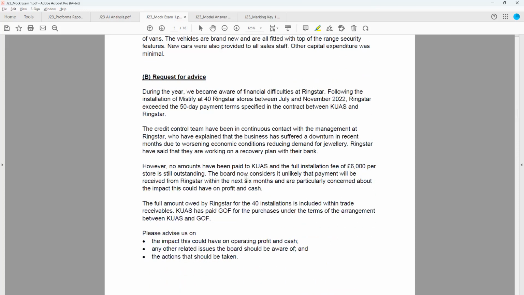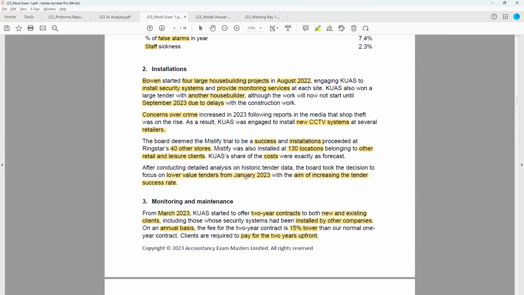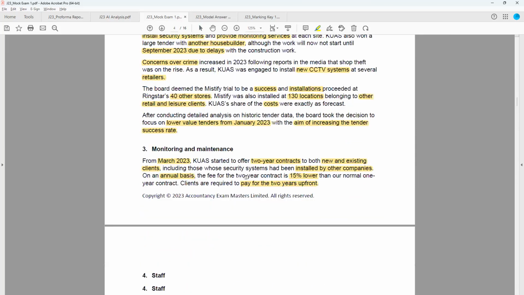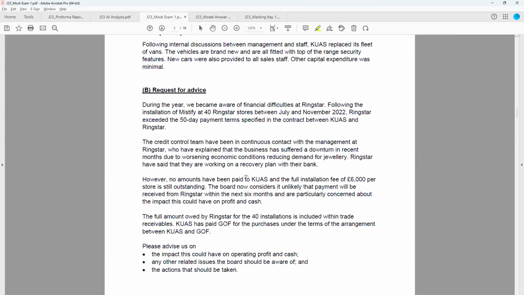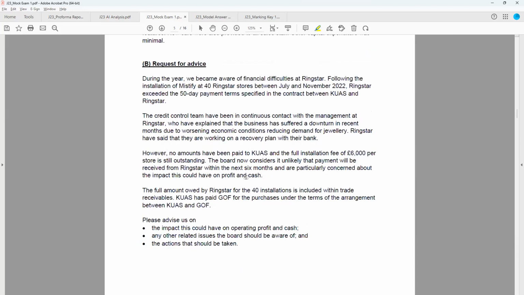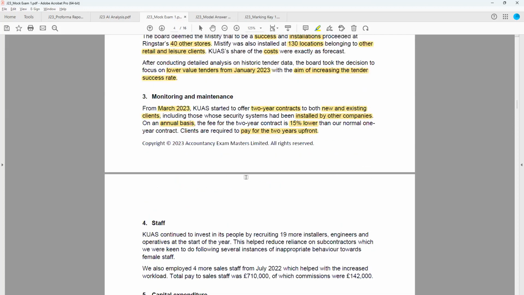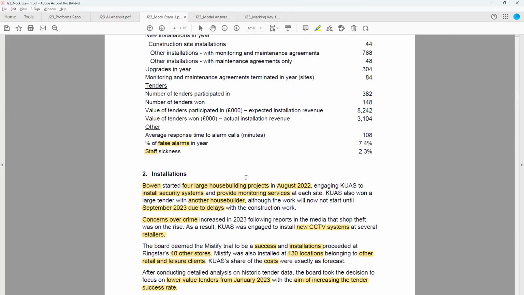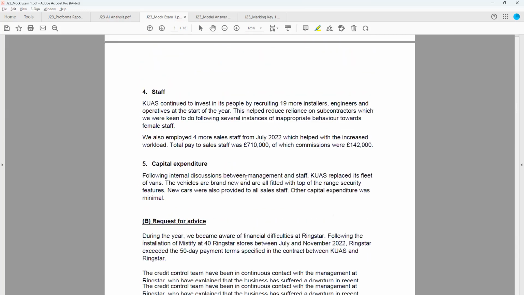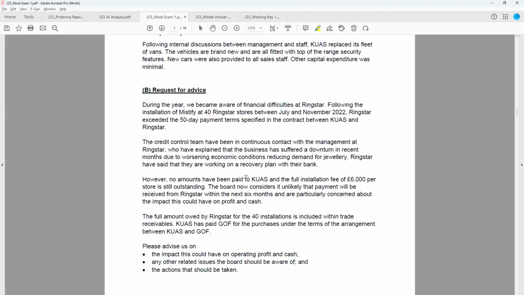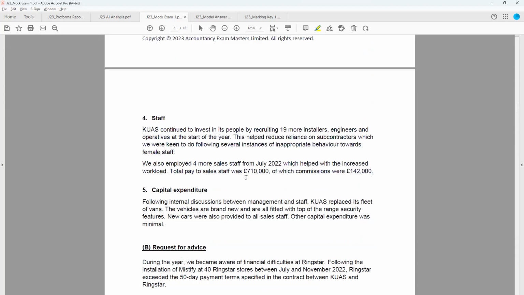And then we've got the request for advice. So in every previous case study exam, it's been possible to do the first part of the requirement without actually looking at what's in the request for advice. I mean, you may decide to give it a quick skim. It would be surprising if there was something in here which fundamentally changed the whole first part to our answer.